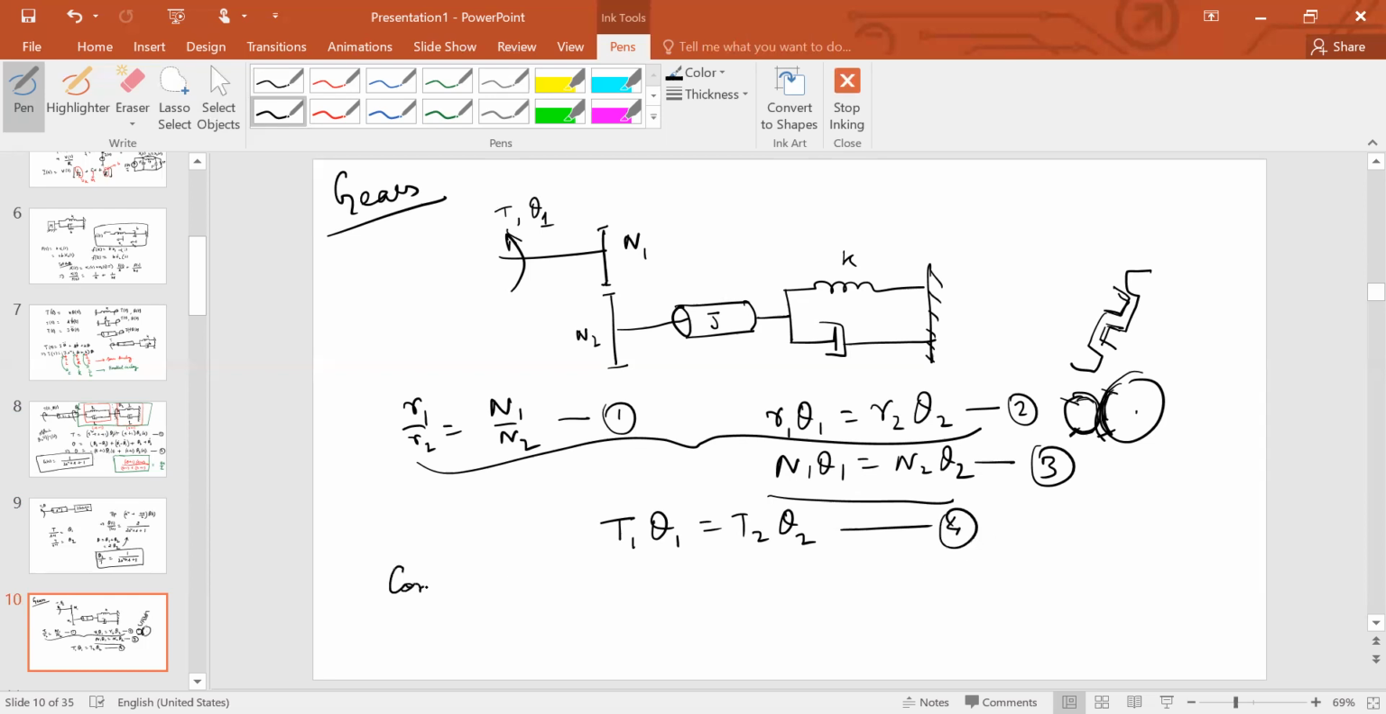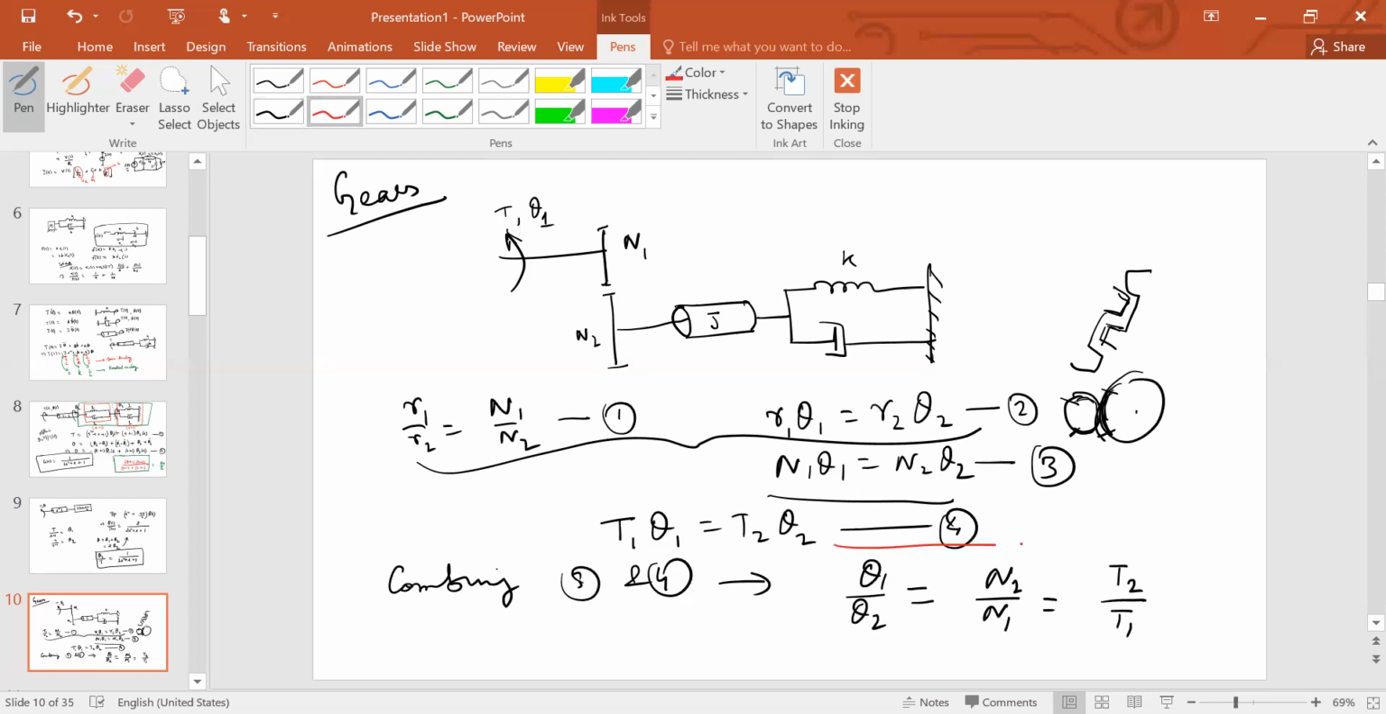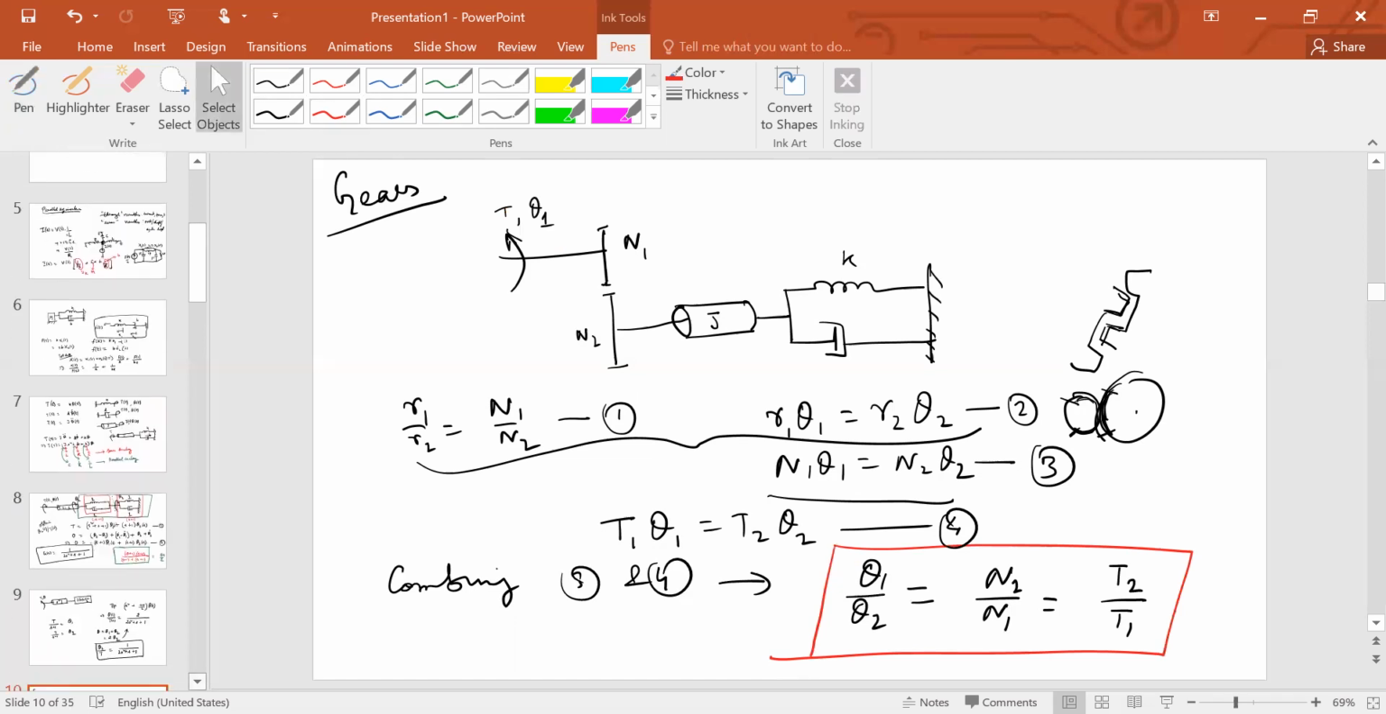So combining 3 and 4, what can we write? We may now write theta 1 over theta 2 is equal to N2 over N1, which is equal to T2 upon T1. The most important relation when you're dealing with gears. If you remember this and nothing else, you don't need to remember things mechanically in a rote learning fashion, you should be able to simply sail through whatever we're doing here.